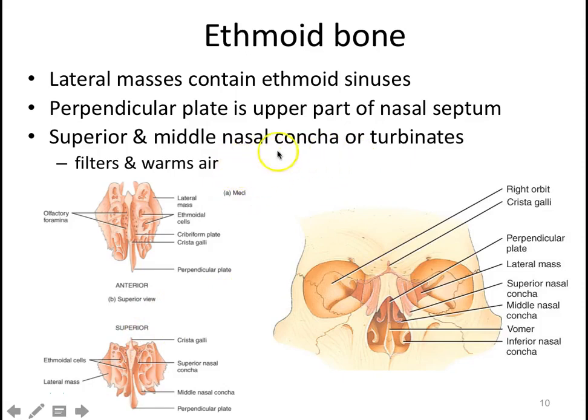Those nasal concha, sometimes called turbinates depending on what you're reading, help filter the air. They help warm the air. They also help moisten the air. So they're very important for that. When you're breathing out through your nose, they do sort of the opposite. They help cool the air and take some of the moisture out of the air.